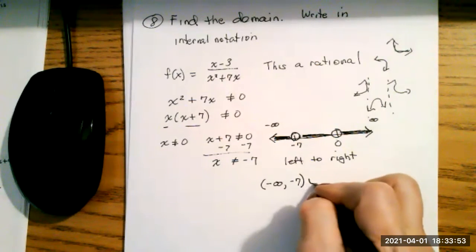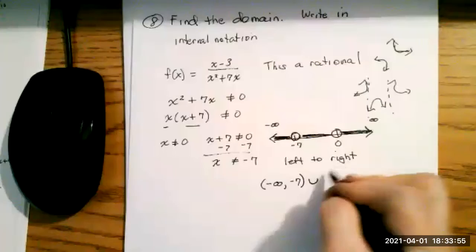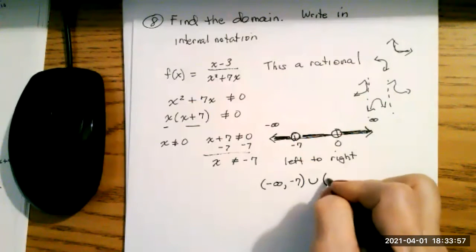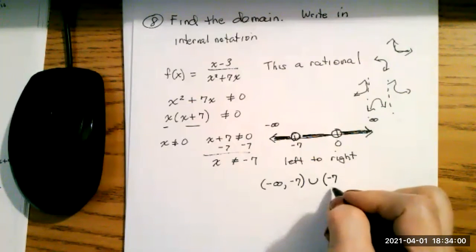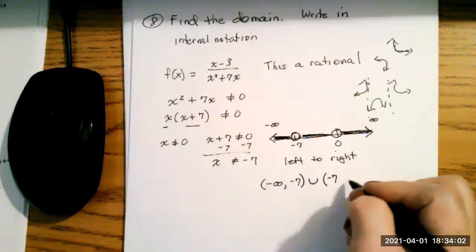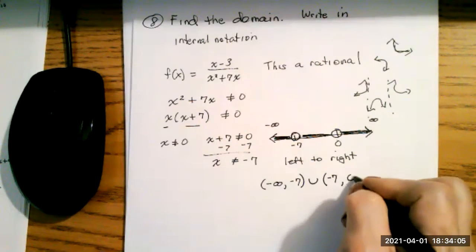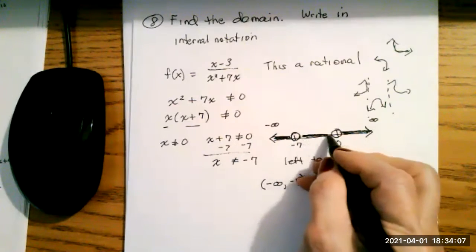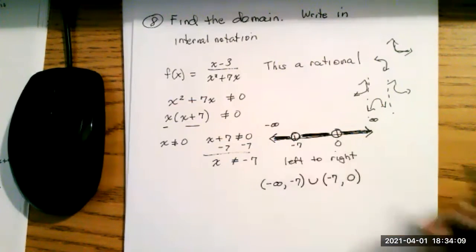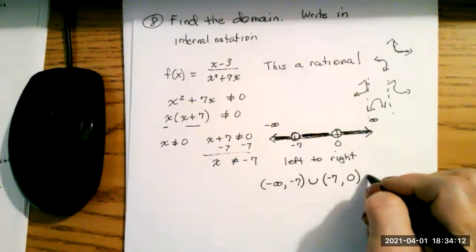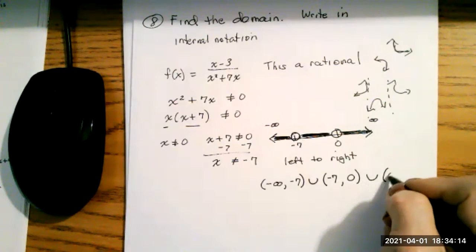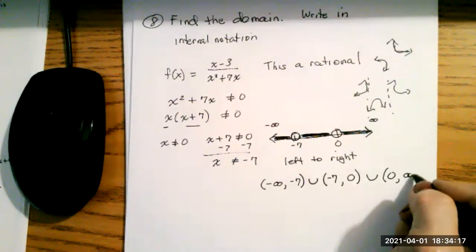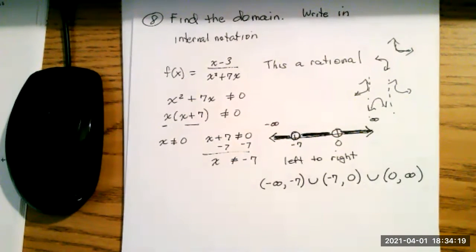Then I'm going to put a union symbol in between here, and it's going to start back up at -7, but it's not going to include -7. And it's going to go all the way until you get to 0, right in here. And then it's going to stop. And then it's going to start again at 0 and go to positive infinity. So that's the way you want that answer to look. Any questions on that?